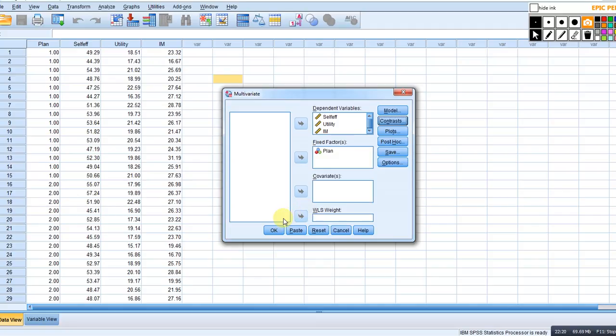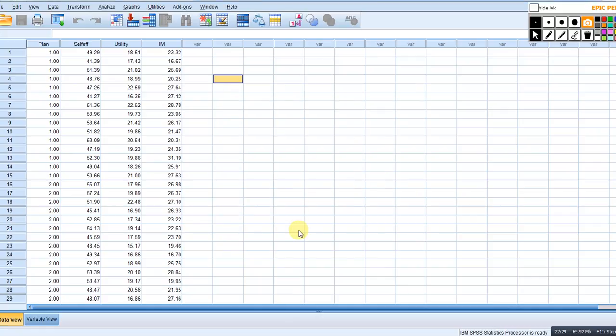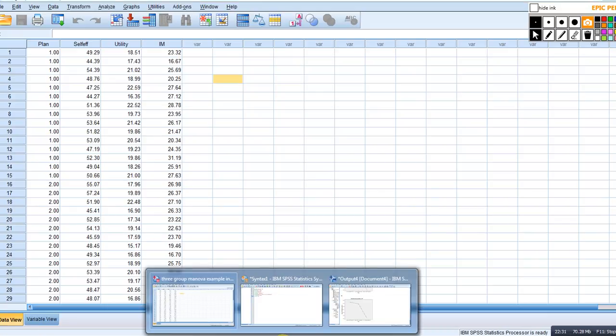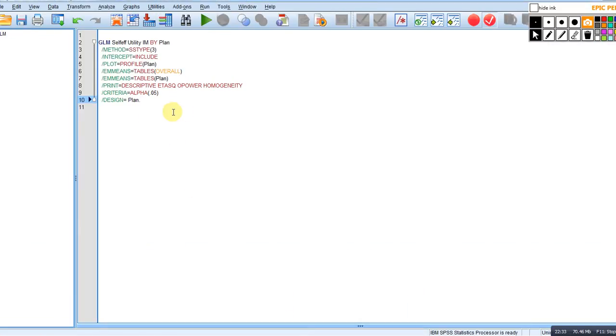So if you specify your model and then you click on paste, then basically what you'll see is a syntax file that will come up, and you can modify this and generate certain planned contrasts. So for instance, let's say I want to compare group 1 and group 2, those who plan to attend college full-time and those who plan to attend part-time, on each of my dependent variables.